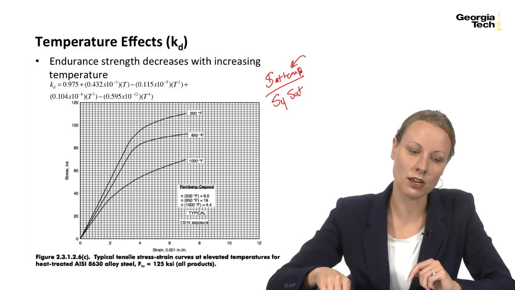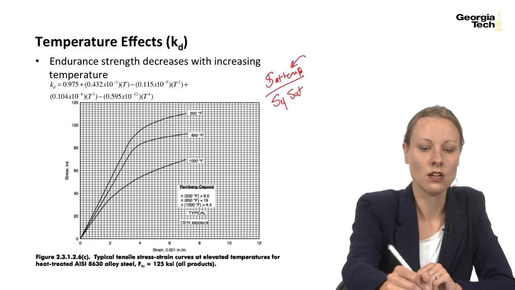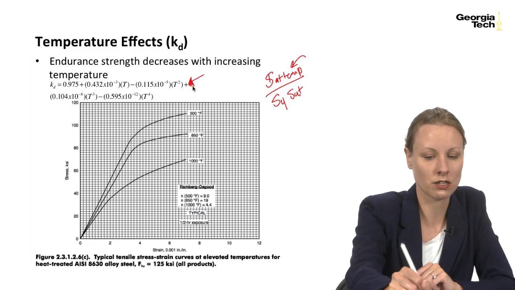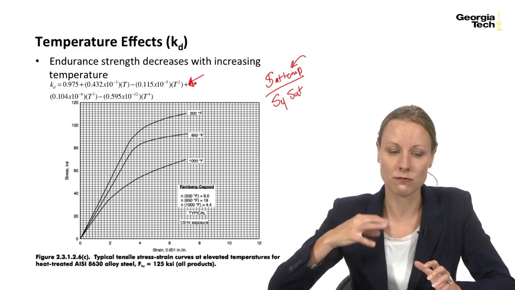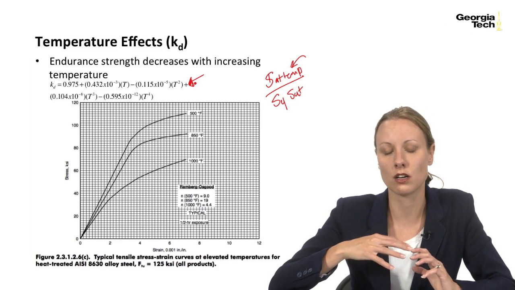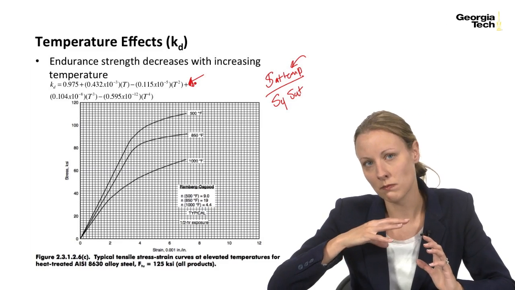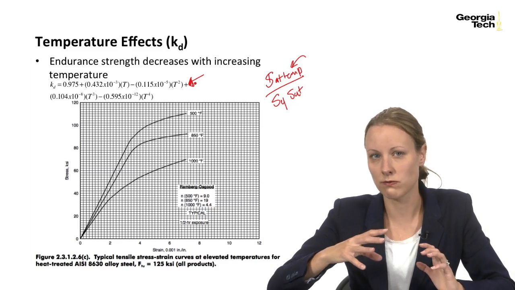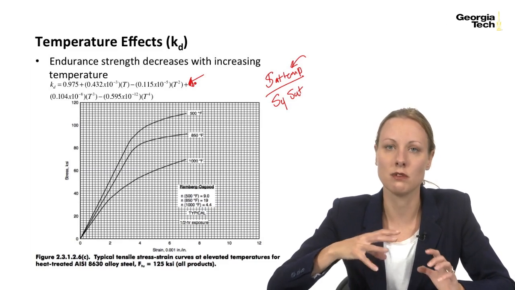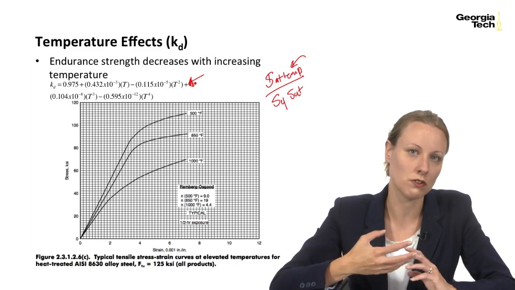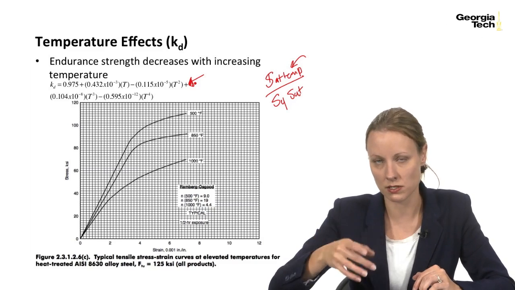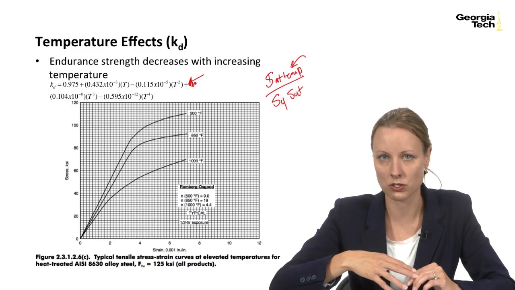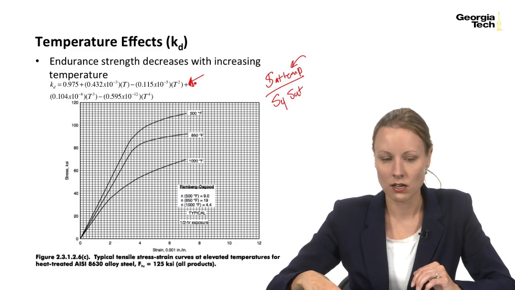If you don't, and you're working with steels, you can use this equation right here from Shigley's, and this equation is a fit based off of a graph that looked at data across, I think it was 40 different steels and the behavior at temperature. So it's going to give you an approximation. But if you have data for your specific steel or your specific metal, you should always use that.